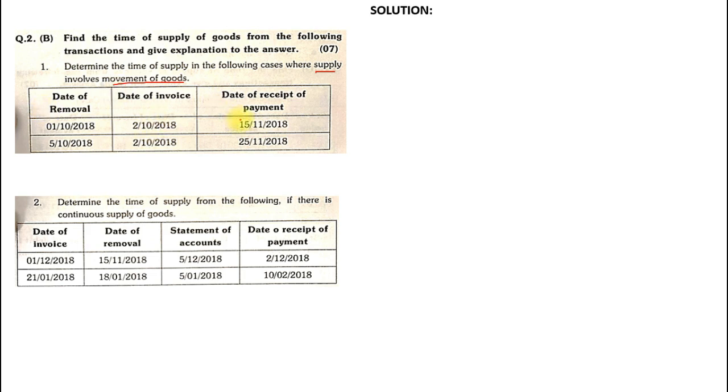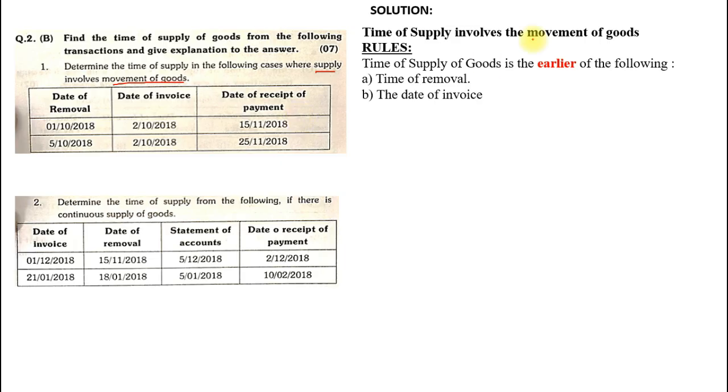So now look at the solution. Okay, first the rules, the explanation or the rules of your answer. Since it is a movement of goods, the time of supply involving the movement of goods, the rule is the time of supply of goods will be earlier of the following, that is time of removal or date of invoice. So under time of removal and date of invoice, whichever is the earlier date, that will become your time of supply. So how you have to solve them?